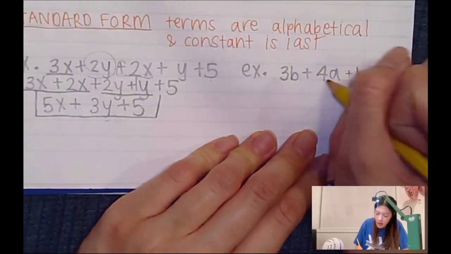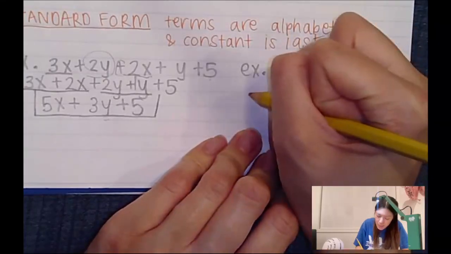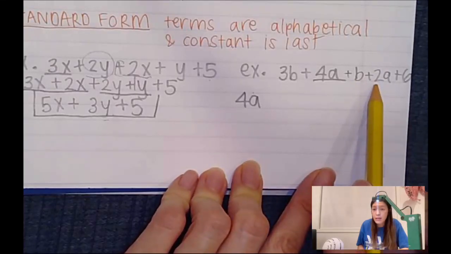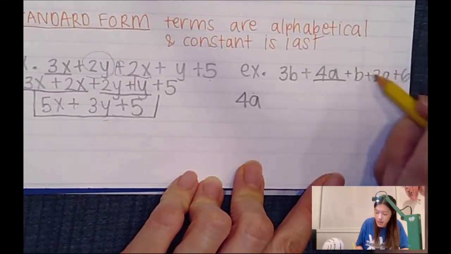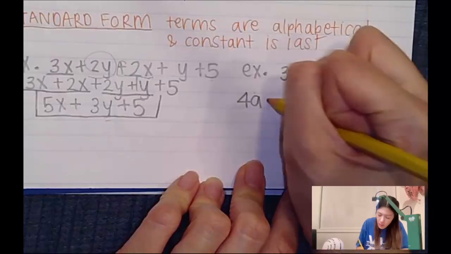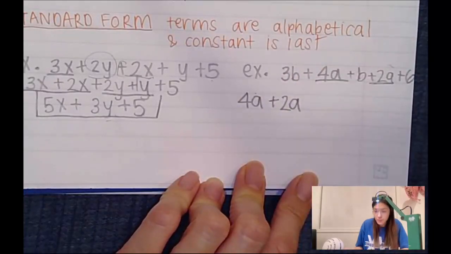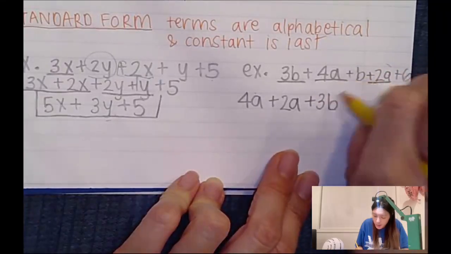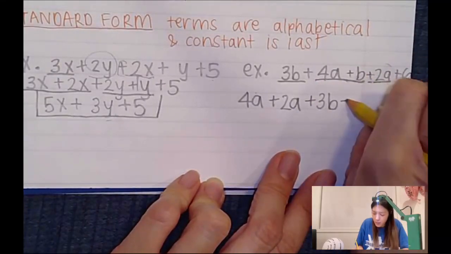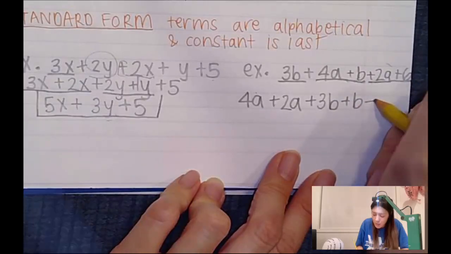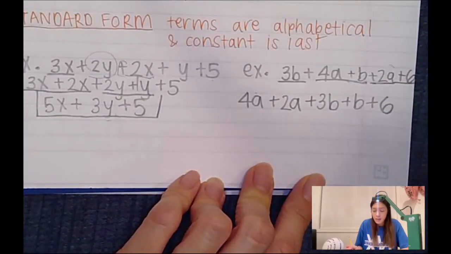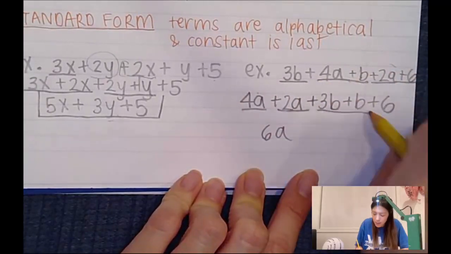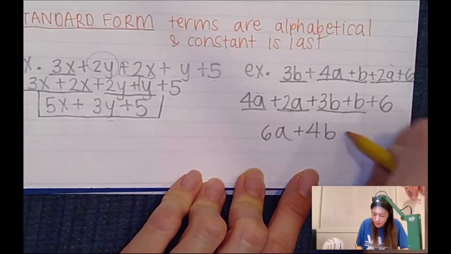Okay, I'm going to start with 4a just because I know that will come first in the alphabet. Then I'm going to scan to see if there are any other terms with the variable a, and I do have one here, so I'm going to write plus 2a. Then I'm going to write 3b, scan, and I have another b, plus b, and then my last term is plus 6. 4a plus 2a is 6a. 3b plus b is 4b, plus 6.